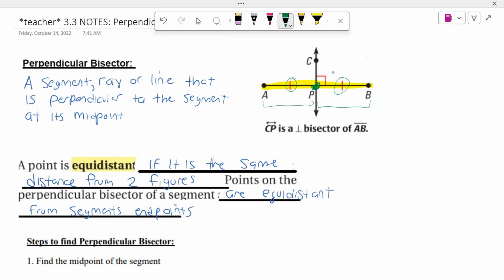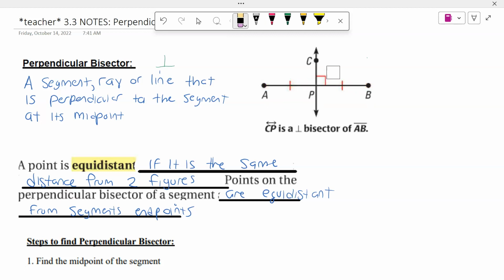So in this case, it looks like AB is the segment that's being cut or being bisected by line CP. So the definition, again, is any segment, line, or ray that cuts another segment in half at its midpoint, but it's also perpendicular, which is why you see that right angle symbol. And remember, the perpendicular symbol is like an upside down capital T. So that's a perpendicular bisector.